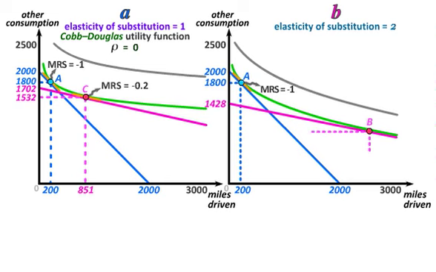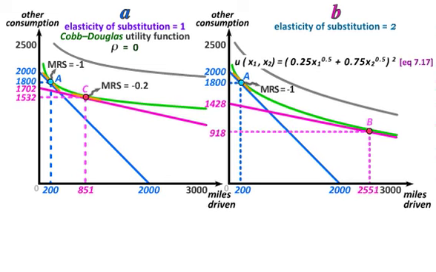We now label the point of tangency with the magenta budget constraint as B, and we notice that B lies much further to the right than C did in panel A. Now, we're driving 2,551 miles on the island when we rent the car, as opposed to the 851 miles we drove in panel A. And we're consuming only $918 of other goods, as opposed to the $1,532 in other goods we consumed in panel A along the magenta budget constraint.